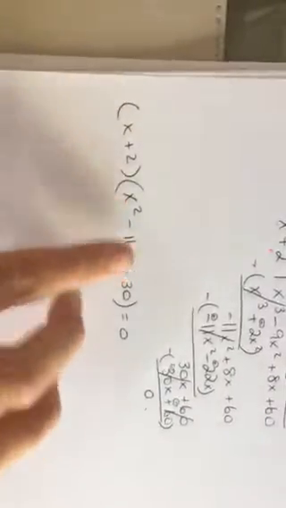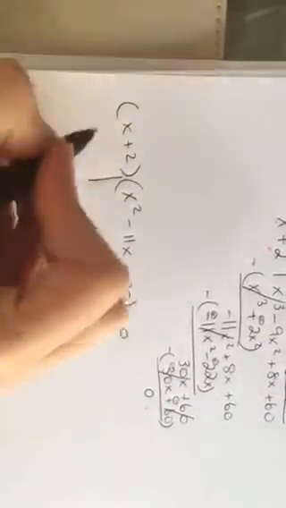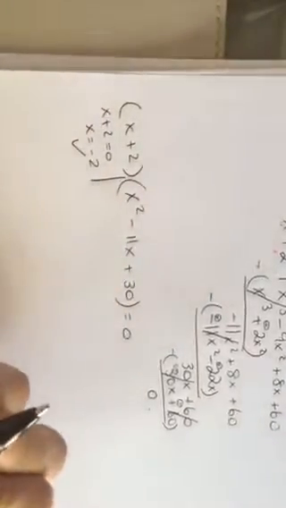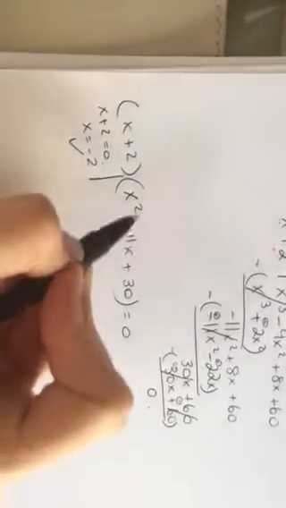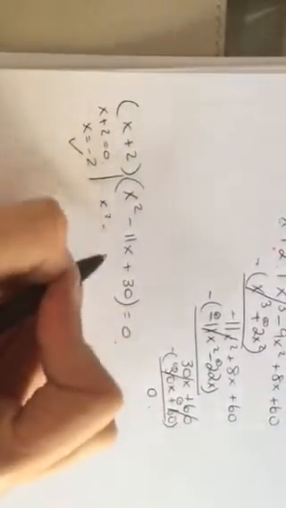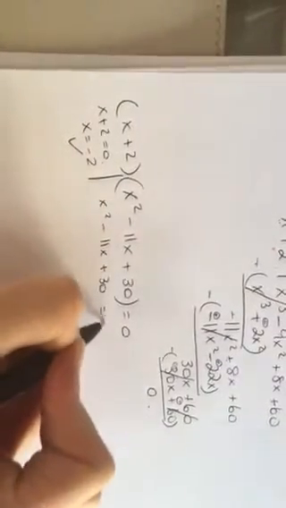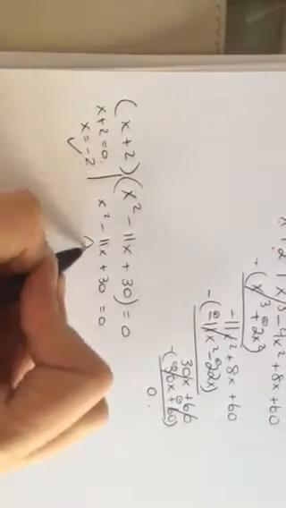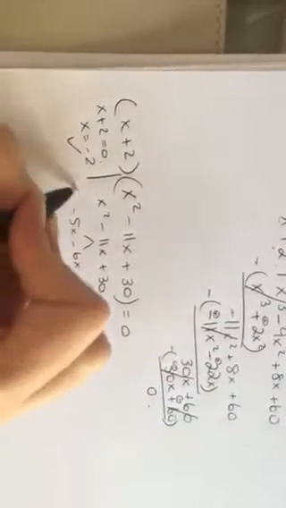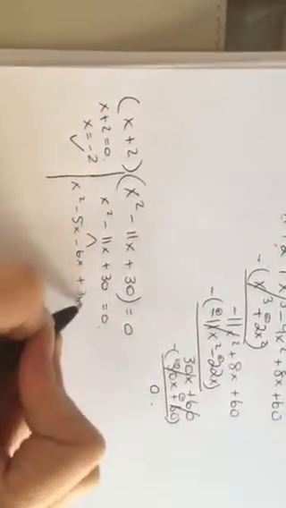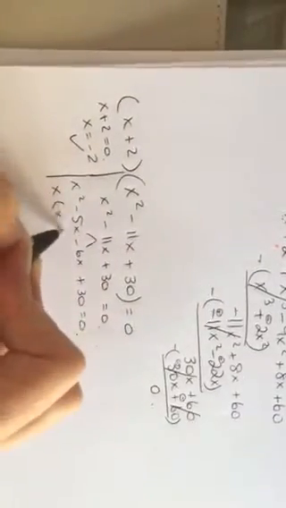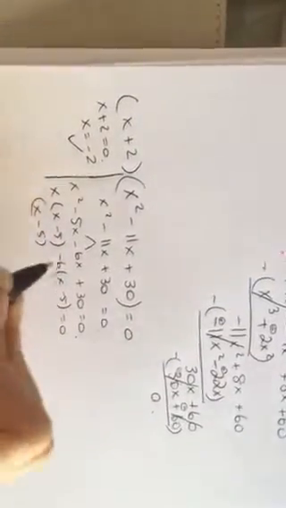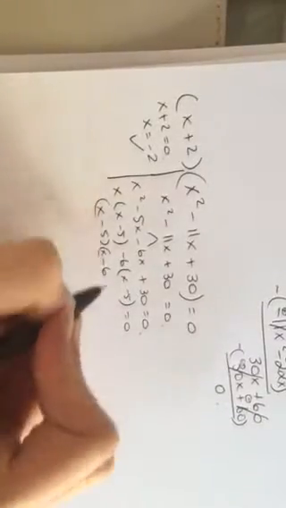What does that mean down here? Well, I let each factor equal 0. Now I had the x is equal to minus 2, so that's not a problem or nothing new. But here's my other factor. Does that look familiar? It should. X minus 5 is one factor. X minus 6 is the other one.